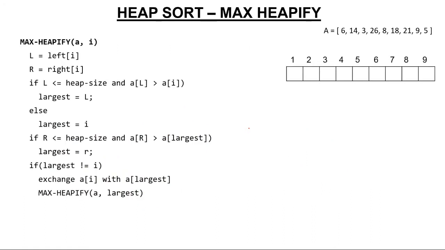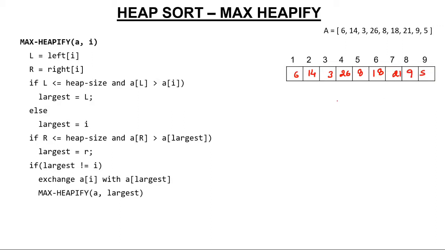So let's move further and see the algorithm of heapify, that is, how to create a max heap and min heap. This is the algorithm, which we have already discussed, but my job is to explain it to you. You are given an array. Let me put the values in an array: 6, 14, 3, 26, 8, 18, 21, 9 and 5.